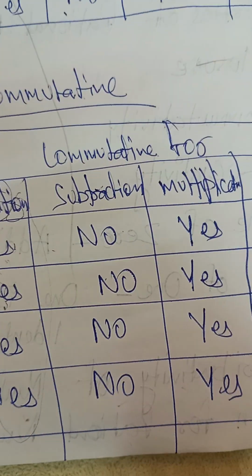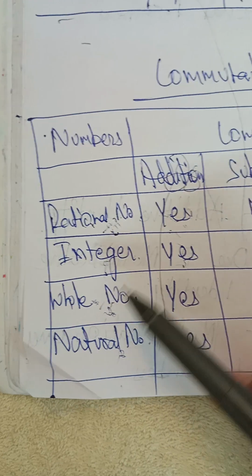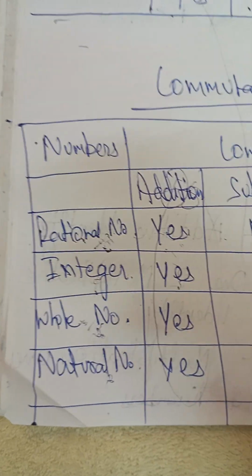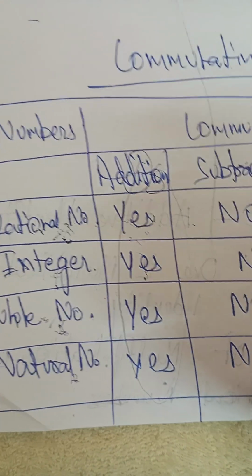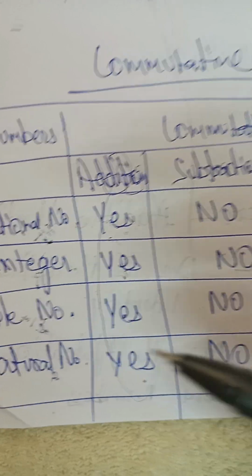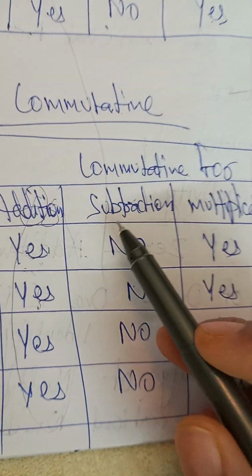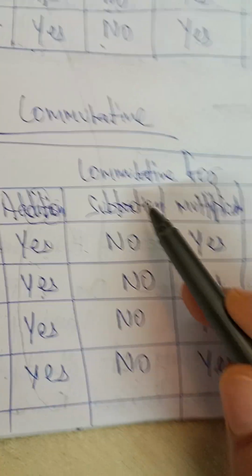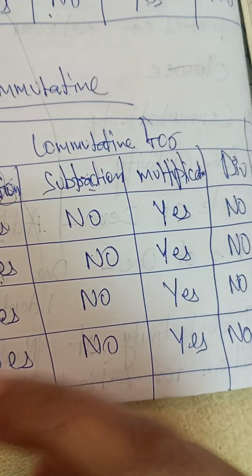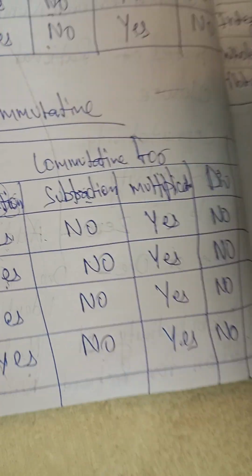Any two numbers you take, we don't care which kind of number it is, rational, integer, whole number, natural, these are all numbers only. They are differentiated for some reason, but all are numbers. Whenever we subtract two numbers, we can't change their order. Subtraction is not commutative for any kind of number. We can't reverse the order.